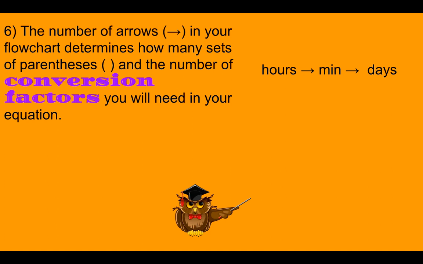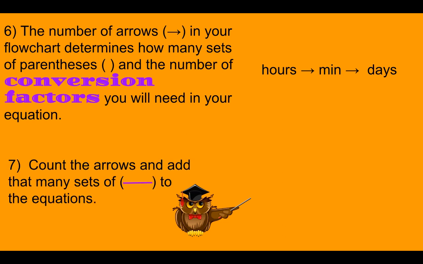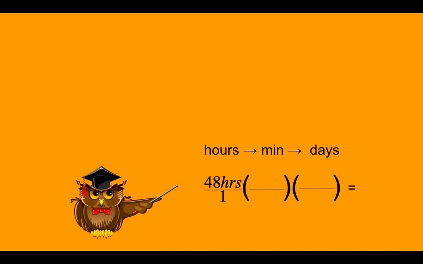And the way we teach it is with parentheses, so that's how many sets of parentheses you're going to need in your dimensional analysis in order to get to where you want to go. So count the arrows and add that many sets of parentheses and lines to your equation. So we have 2 arrows, so we have 2 sets of parentheses, and we start with the number we were originally given, and it's over 1 to make it into a fraction. So here's what we've got.